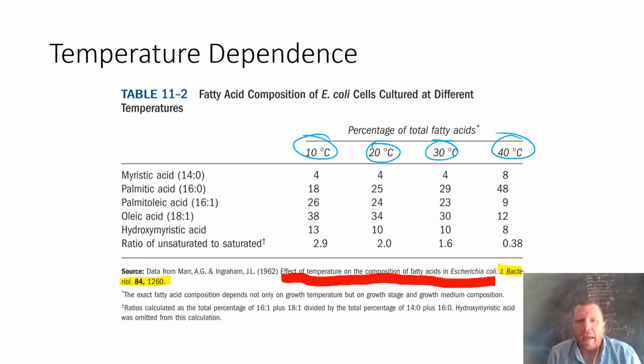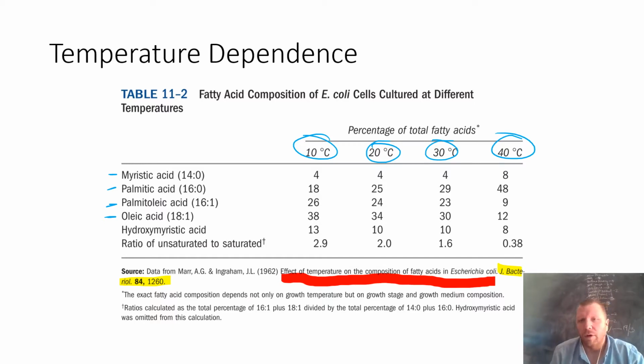Now, what was analyzed in this paper was the presence and abundance of myristic acid, palmitic acid, palmitoleic acid, and oleic acid. So one of the things that this is investigating is basically what this E. coli produces in certain growth conditions.